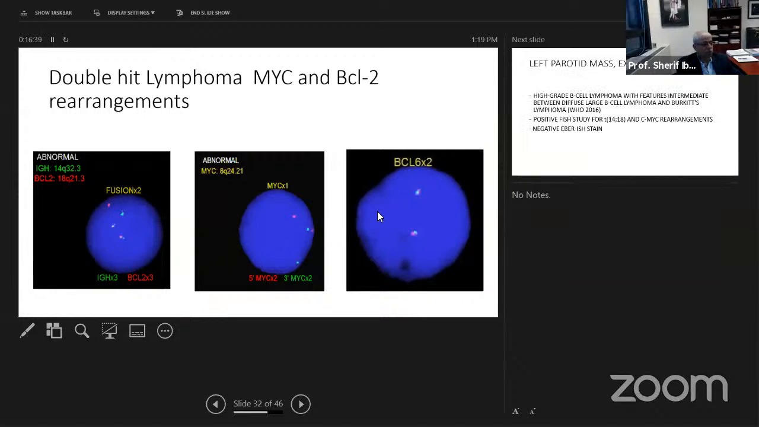The FISH study was impressive for two things. One, you have 14;18 translocation, which is common in follicular lymphoma, but also in large cell lymphoma. But in addition to that, you have MYC rearrangement also. So you have what's called double hit lymphoma.